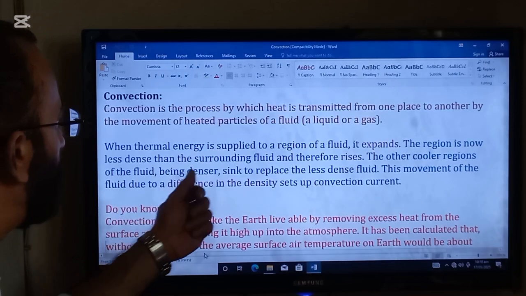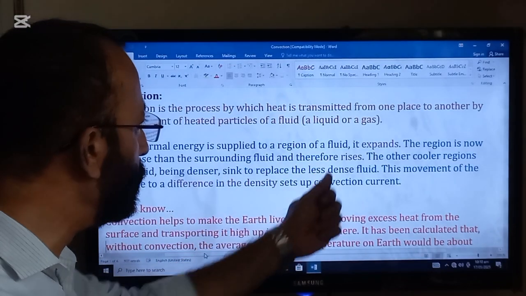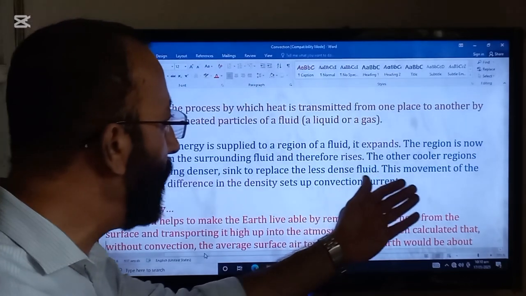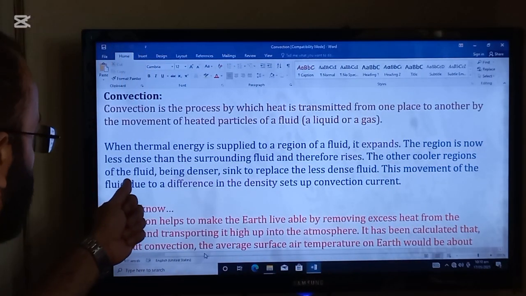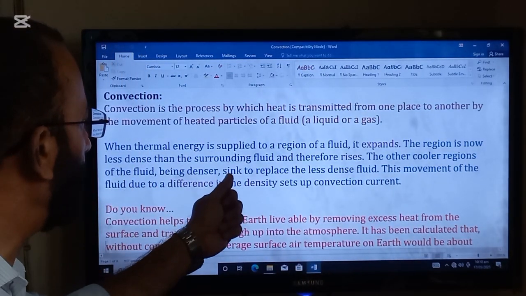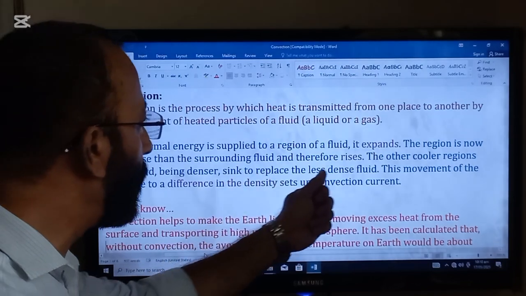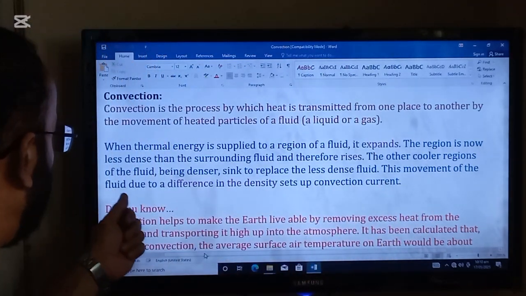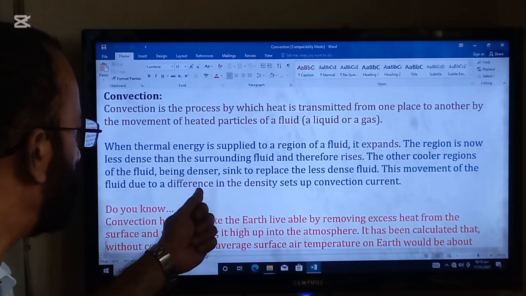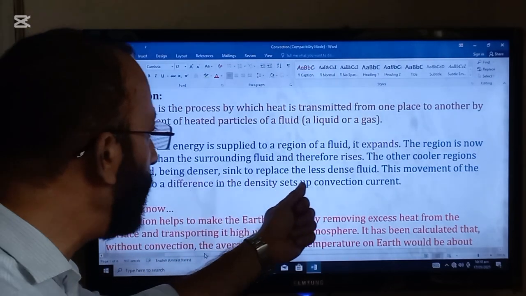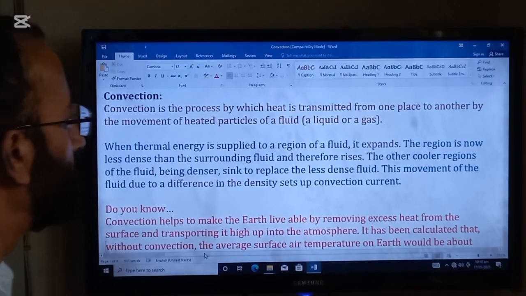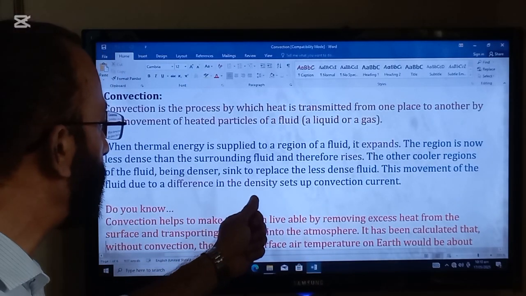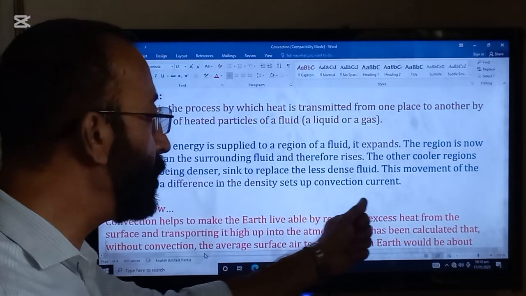When thermal energy is applied to a region of a fluid, it expands. The region is now less dense than the surroundings and therefore rises. The other cooler regions of the fluid, being denser, sink to replace the less dense fluid. This movement of the fluid due to the difference in density sets up a convection current.